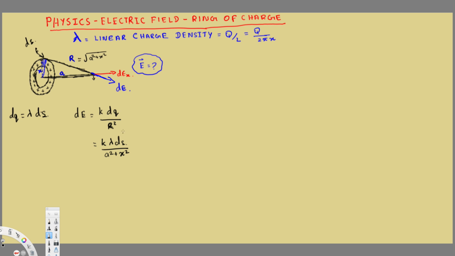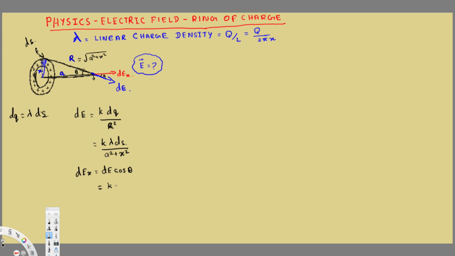Now what we have to do is find the x component. So let's say this is theta. If this is theta, this is also going to be theta, right? And if I take the cos theta, that's going to give us the x component. So we can say dEx is equal to dE cos theta, right? Cos theta is basically adjacent over hypotenuse. So we can say this one is a over r, adjacent over hypotenuse.